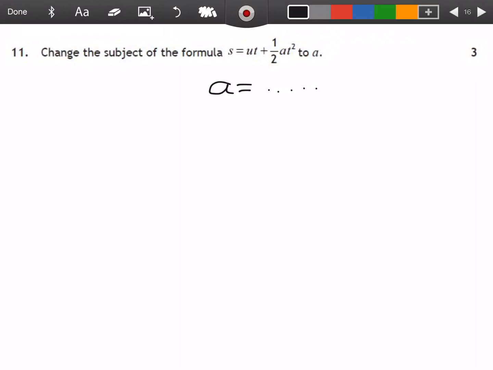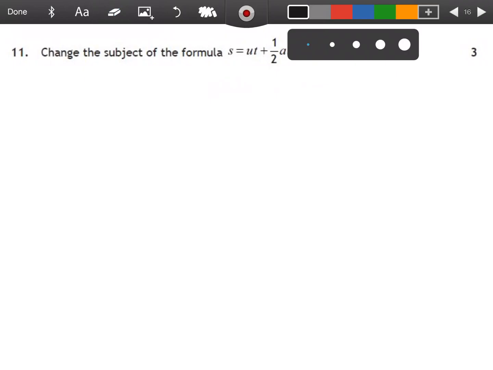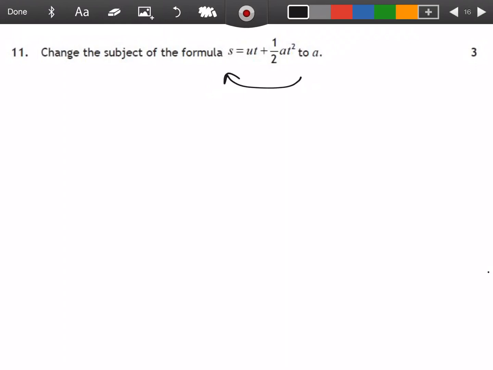Right, what I would tend to do in a question like this is, at the moment A is on the right hand side, I'm just going to switch the whole thing round. I prefer to do that. So I'm going to have ut plus a half at squared is equal to s. No signs are changing. When you shift the whole equation round, nothing changes, okay?